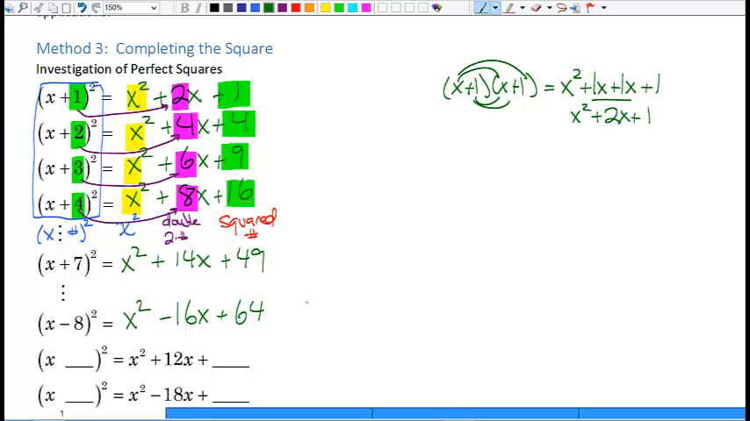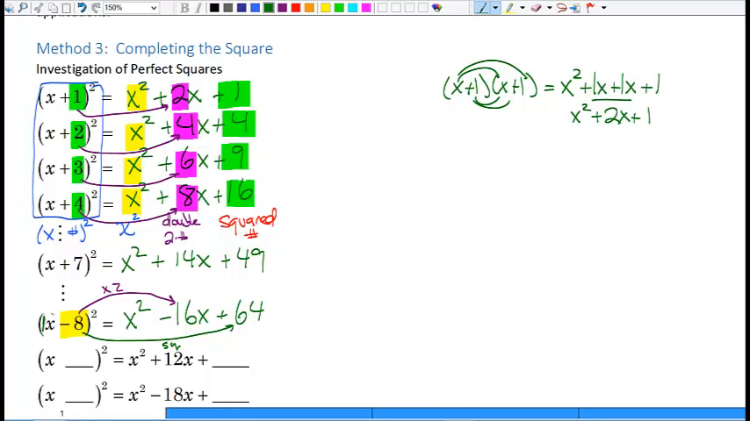Okay, did you get x squared plus 14x plus 49 and x squared minus 16x plus 64? Notice that it still works for negatives. When I took negative 8 and I doubled it, negative 8 times 2 is negative 16. And then when you took negative 8 and you squared it, you get positive 64. Using your pattern, we can expand a binomial squared as long as the coefficient in front of the x is 1. This pattern really only works if that leading coefficient inside the binomial squared is 1.